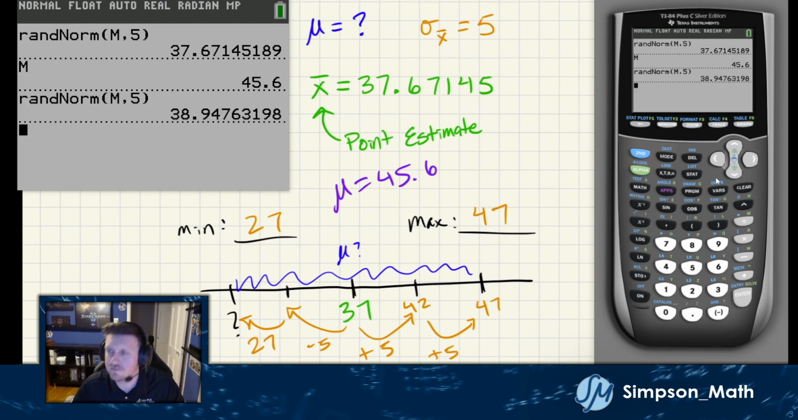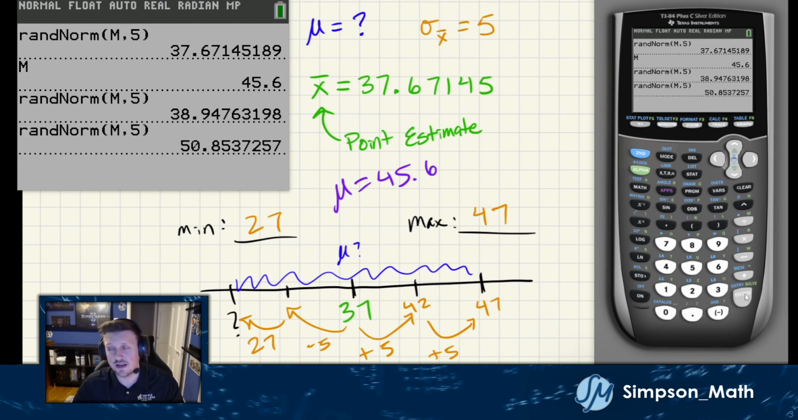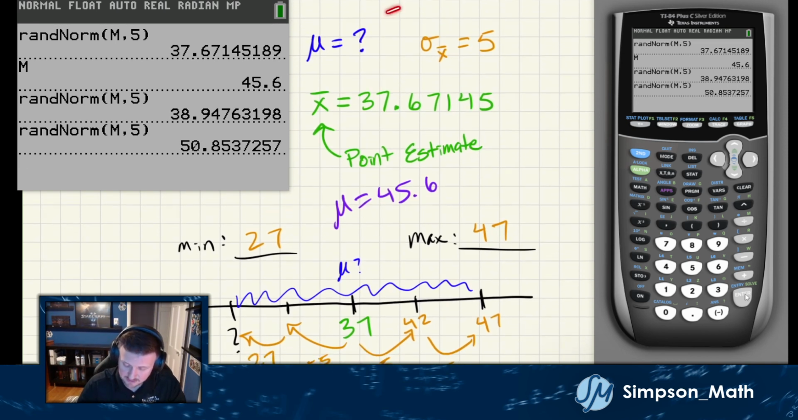I get 38. 38 plus or minus 10 does capture that 45.6. Ooh, 50. Now we're on the high end. If I subtract 10, yep, that's 40. If I'm at 50 and I go down 10 to 40, up 10 to 60, notice that right about here is 45.6. So we have that 50, that was my sample mean, and I go up and down 2 standard errors, we would capture that 45.6.